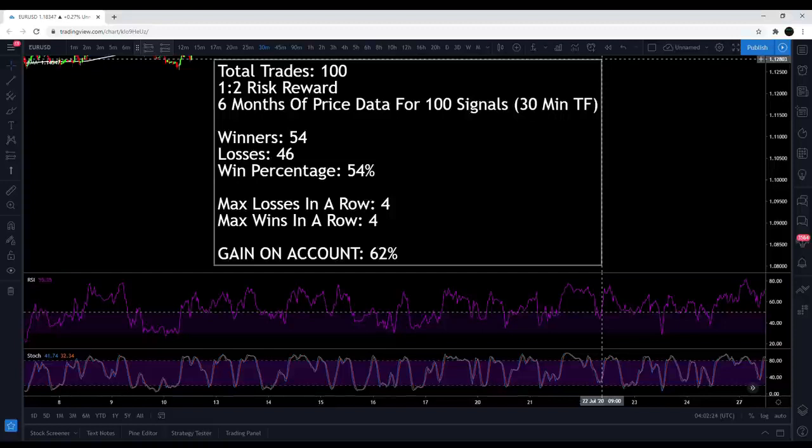The max losses in a row, 4. Max wins in a row, 4. So it has a low max loss rate as well. The gain on the account, 62% over a series of 100 trades. Fantastic result out of this strategy.